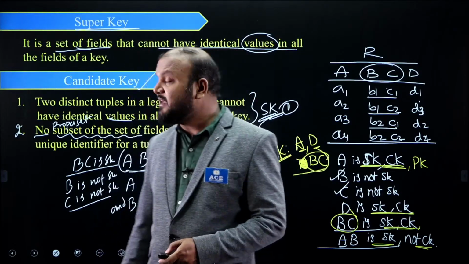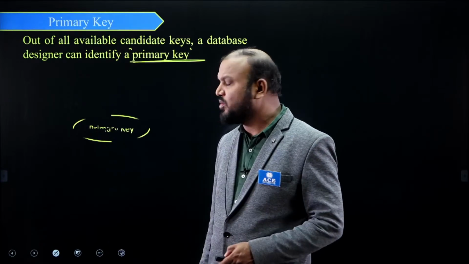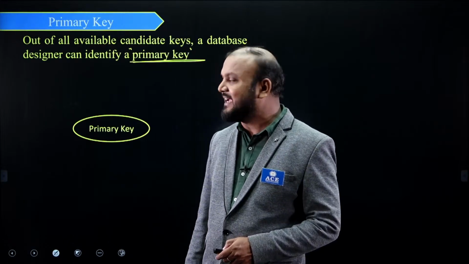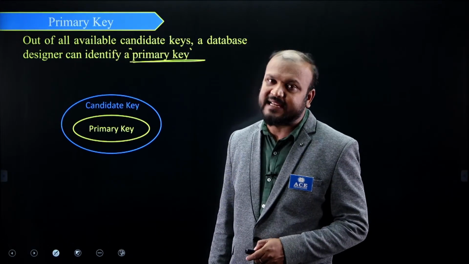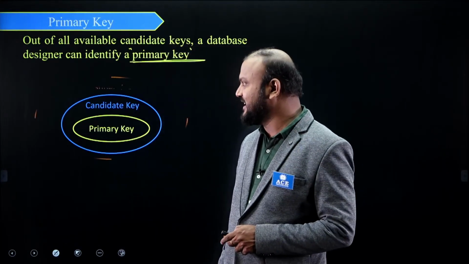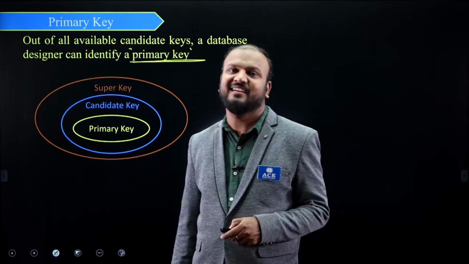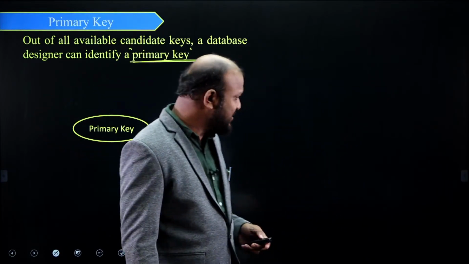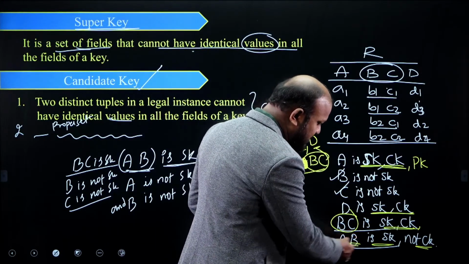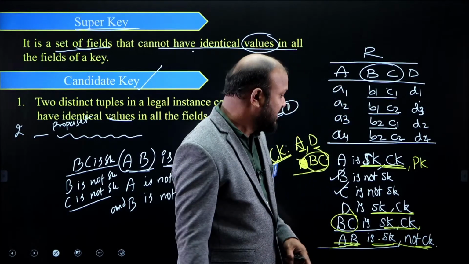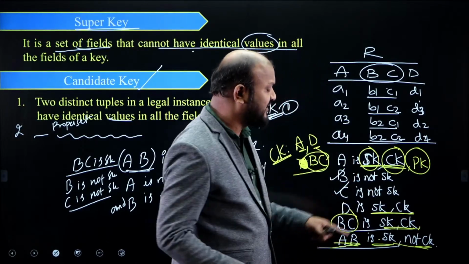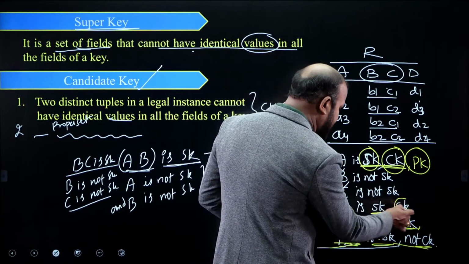Right. So in any relation, how many primary keys should be there? Only one primary key. That one primary key should be selected from the available candidate keys. And one more important thing: every candidate key is definitely a super key, but every super key need not be a candidate key. Let me show this example. See, AB is a super key but not a candidate key. But whichever is a candidate key is also a super key. Look at this, it is a candidate key and also a super key.